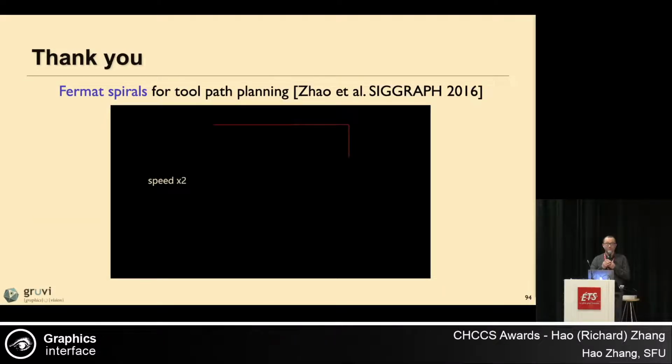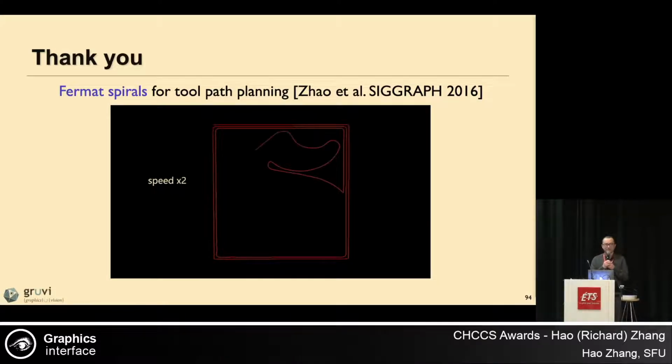So that's it, thank you very much. I'm gonna leave it with a little video. This was an interview question: what was the most innovative paper? It's actually this paper we did in SIGGRAPH 2016 using Fermat spirals for tool-path planning. If you're a 3D printing person, you know what this is about.